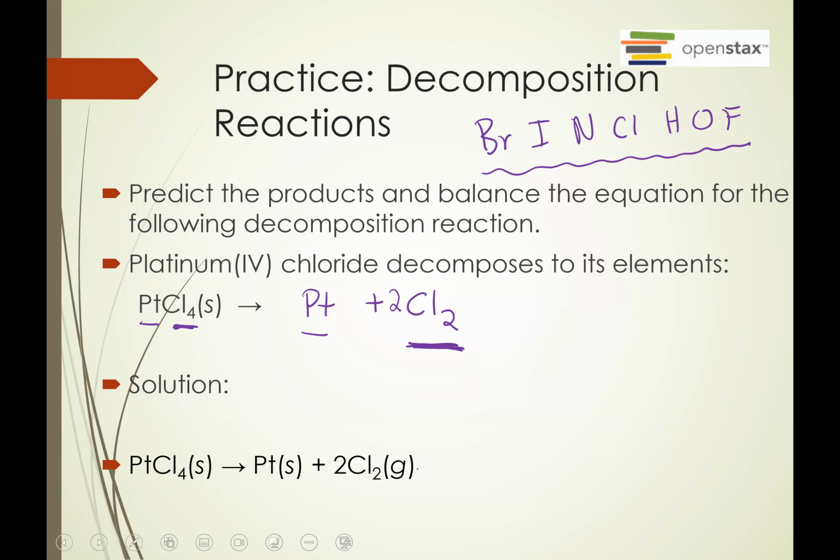Now, how we get these states: ionic compounds are usually solids. Metals are always solids, unless it's mercury. And all of these Brinkelhoffs are pretty much always gases when they're by themselves. So that's how we figure out the states.